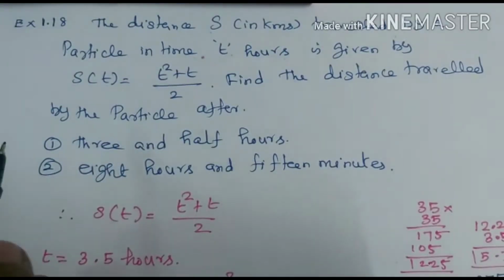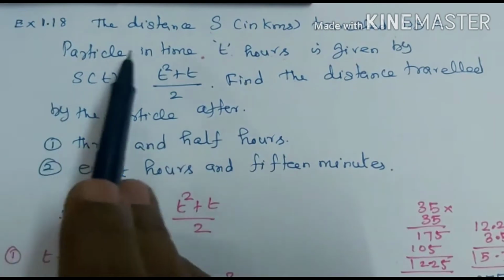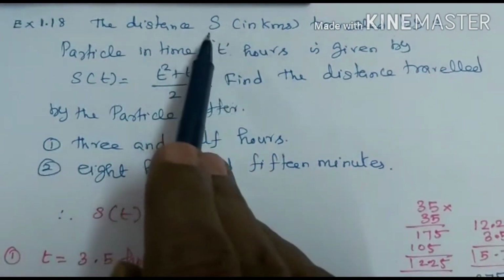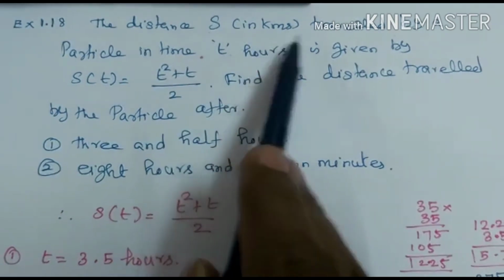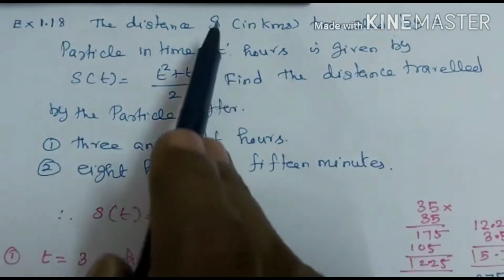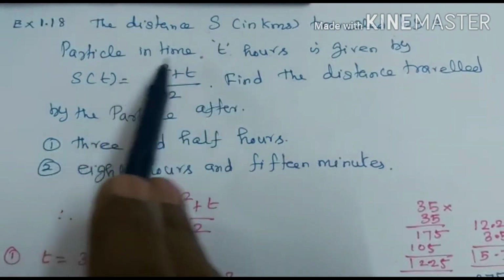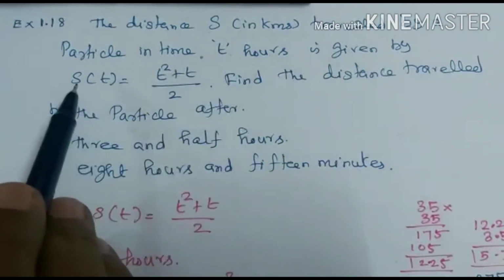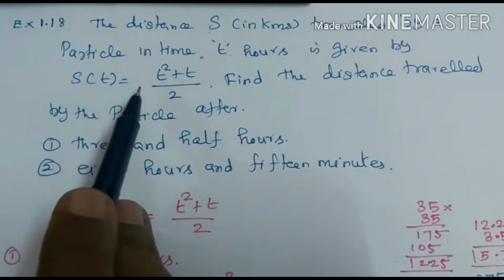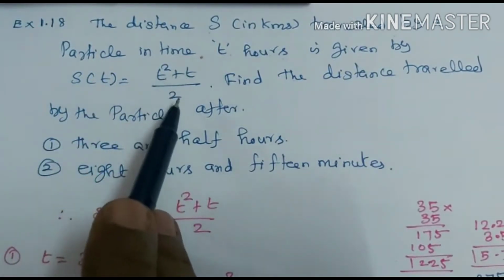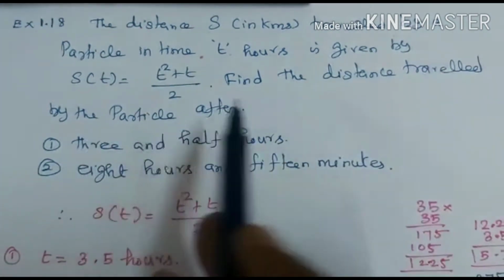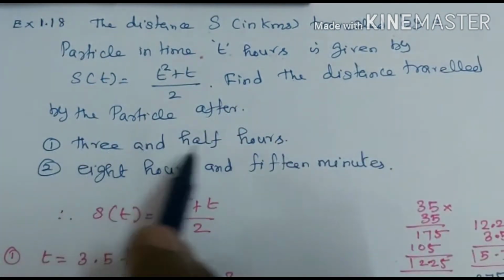Next one, example 1.18. The distance s in kilometers traveled by a particle in time t hours is given by s of t equals t squared plus t by 2. The formula is given. Find the distance traveled by the particle after 3.5 hours.